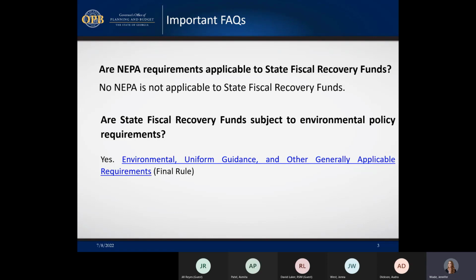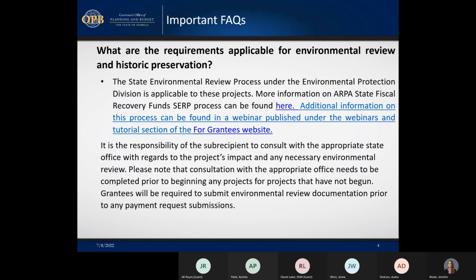will go as well. As you all know, NEPA is not applicable to state fiscal recovery funds, but there are additional environmental policy requirements at the state level. So you do have to follow state and local policy, even though NEPA is not applicable. For this, the requirements that will be subject to the state fiscal recovery funds is going to be your state environmental review process under EPD.